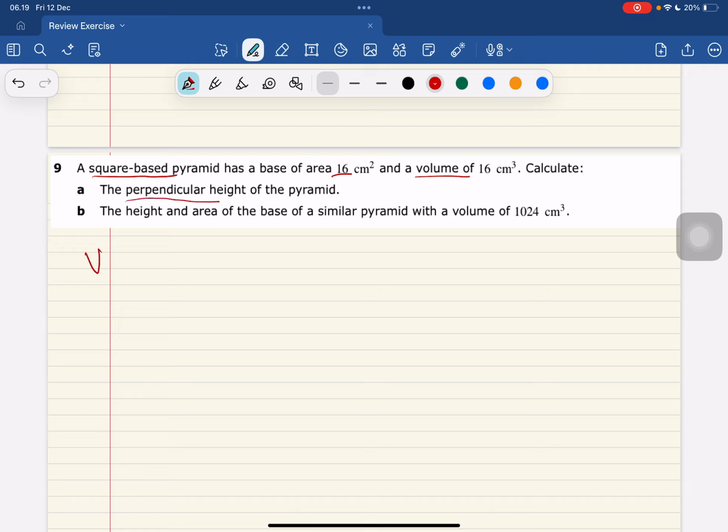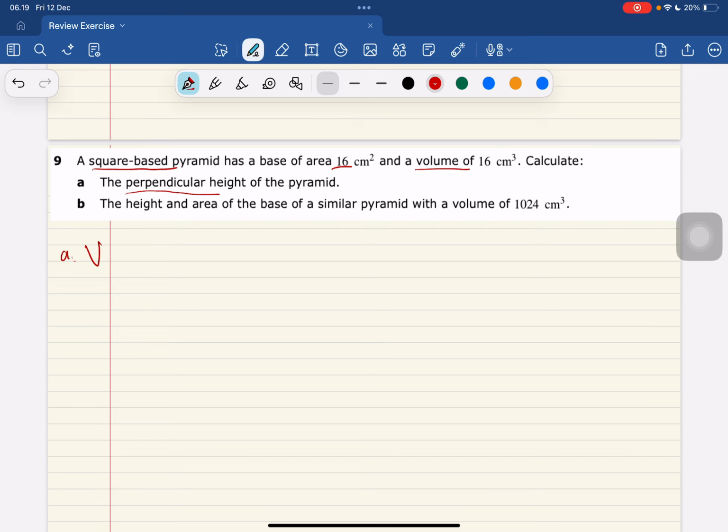The formula of the volume is volume equals 1 over 3 times the area of the base times the perpendicular height. So the volume 16 equals 1 over 3, and the area we got is 16 also, times the height. So the height equals 16 divided by 16, times 3. So the perpendicular height equals 3 centimeters.